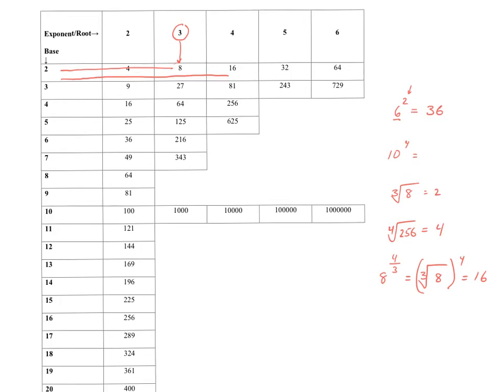So we start with the root index. That's the column we find on our table. We move down the column until we find that base or that radicand. Okay, then we can move over. We can find out the value and then raise it to the appropriate power.